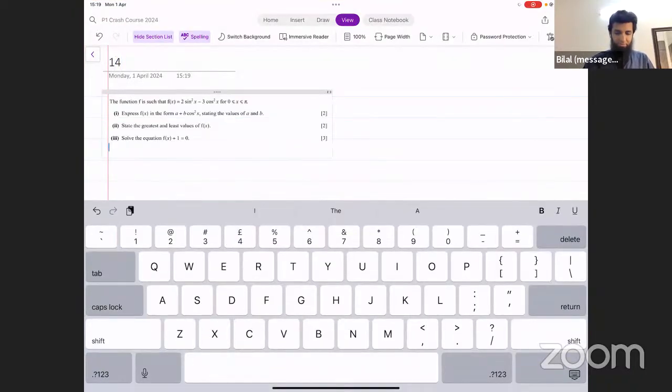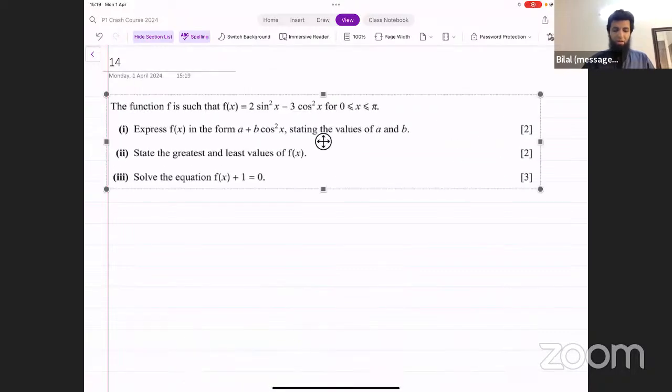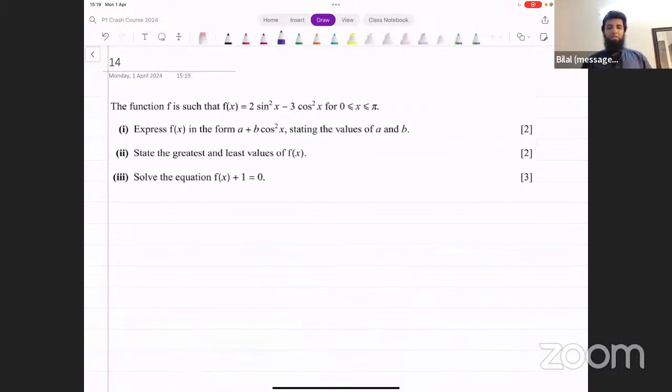Okay, question number 14 from the worksheet. It says the function f is such that f of x is 2 sine square x minus 3 cos square x for x between 0 and pi.